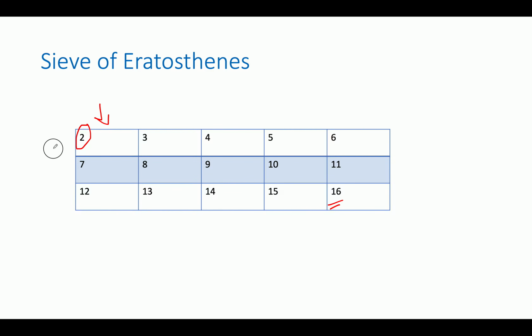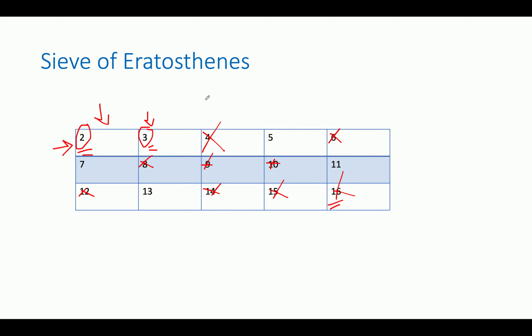So let's get started. The first number is 2 and it happens to be prime. You'll delete all the factors of 2 up till your upper limit, which is 16. So you delete 4, 6, 8, 10, 12, 14, and 16. Let's move on to the next iteration. The next number is 3, and 3 happens to be a prime number. Since this is a prime number, we'll delete all the numbers that are factors of 3. So 6 is already gone, 9 is gone, 12 is gone, 15 is also gone.